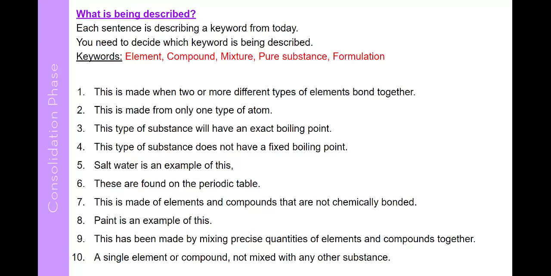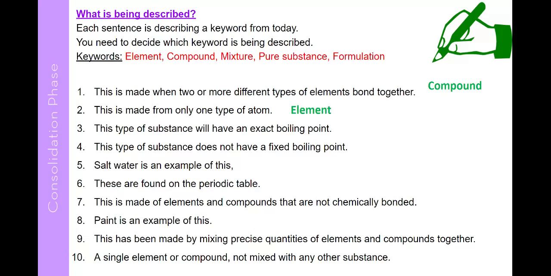Okay, so let's look at the answers. Compound is the first one. Number 2, if it's made from one type of atom, it must be an element. Number 3, if it's got an exact boiling point, it must be a pure substance. Number 4, if it does not have a fixed boiling point, it must be a mixture. Soap water is an example of a mixture. Elements are found on the periodic table.